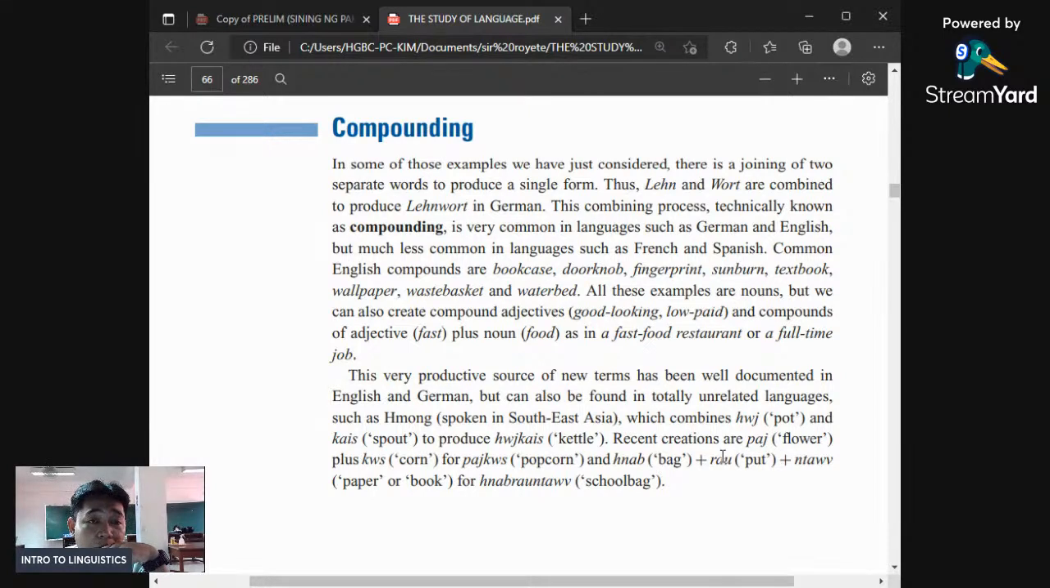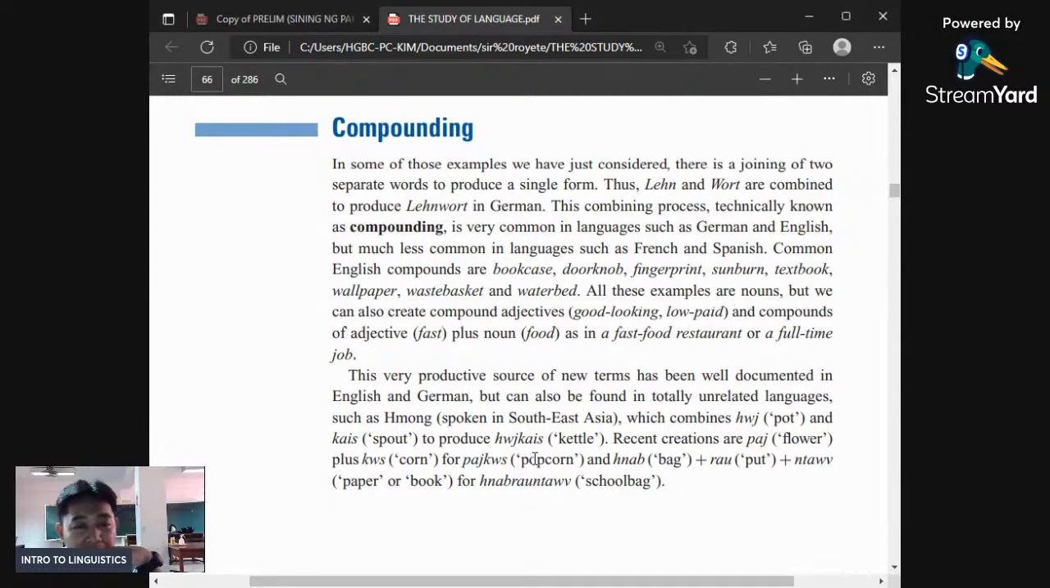So those are what we call compounding. And also, there are many words that are part of compounding. You can give also examples sa ating comment section, right? You can also give examples. I can show it naman. Pop your comment.